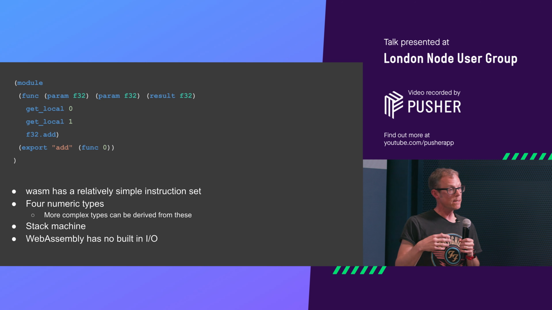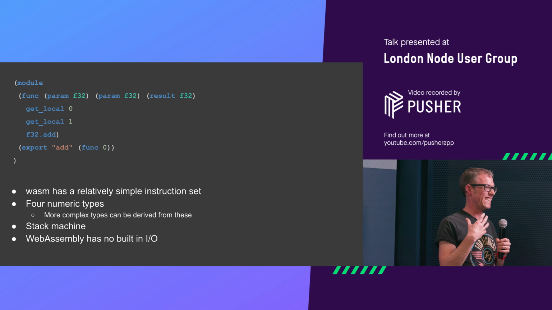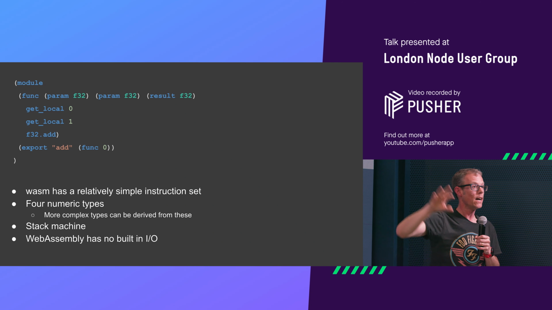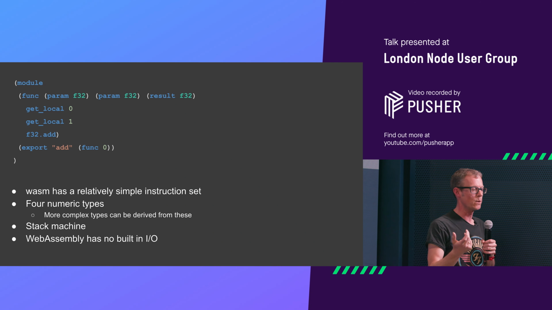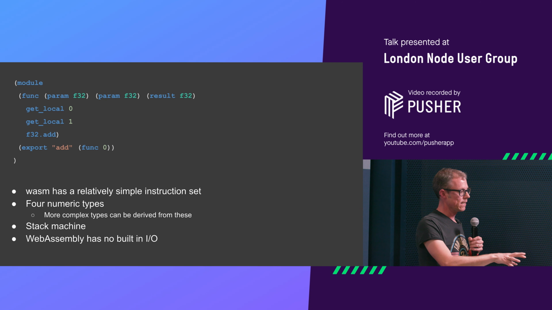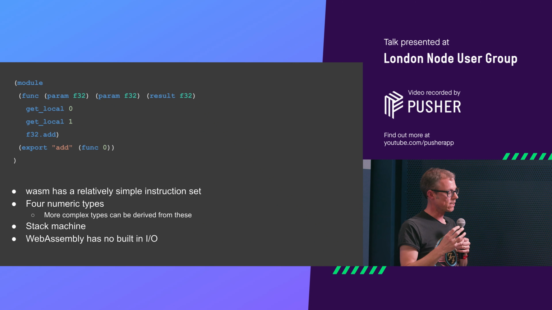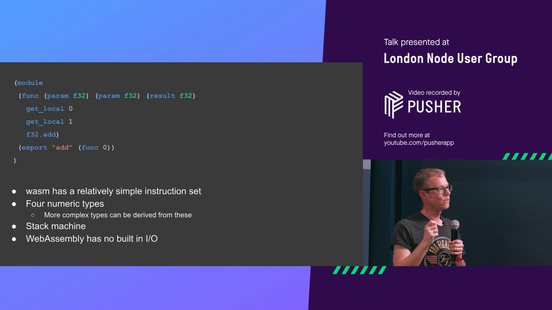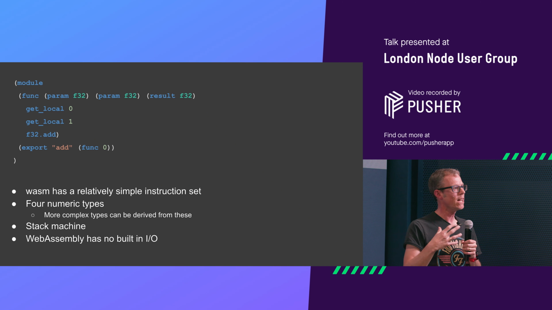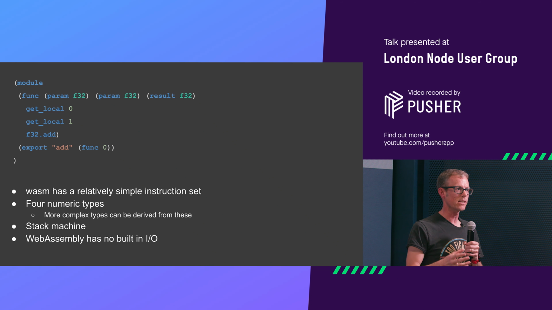So WebAssembly is a binary format, but unless you really like looking at hex codes, it's much easier to understand WebAssembly through the WebAssembly text format. And there's almost a direct one-to-one mapping between the text format and the binary format. So they're very, very similar. So this is a valid WebAssembly module that exports an add function that adds two float values together. So what you can see from this is that WebAssembly has a relatively simple instruction set. There are around about 60 instructions. If you've done any assembly language programming, it's got that kind of feel to it.